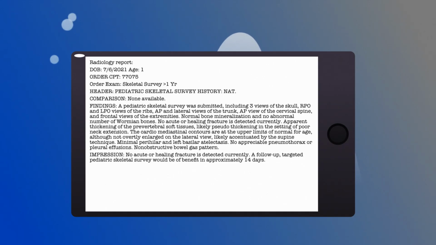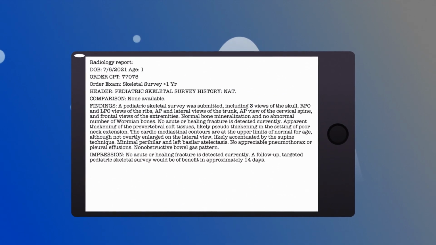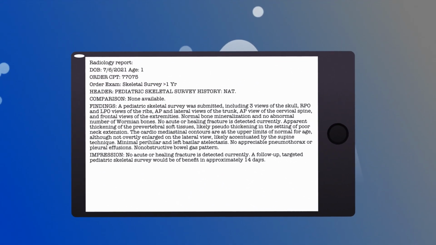Normal bone mineralization and no abnormal number of Wormian bones. No acute or healing fracture is detected currently. Apparent thickening of the prevertebral soft tissues, likely pseudo-thickening in the setting of poor neck extension. The cardiomediastinal contours are at the upper limits of normal for age, although not overtly enlarged on the lateral view, likely accentuated by the supine technique.